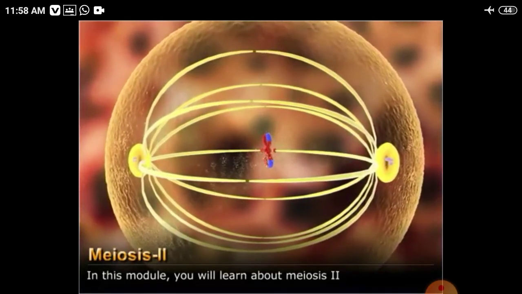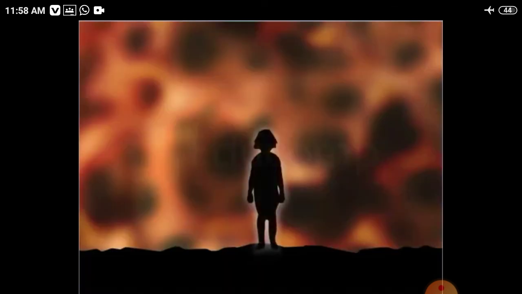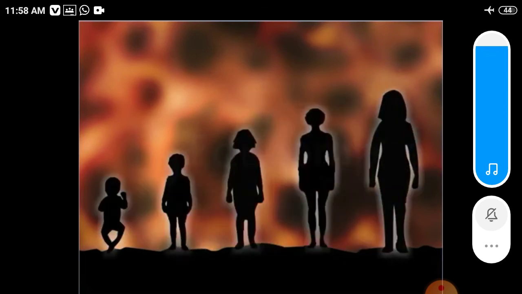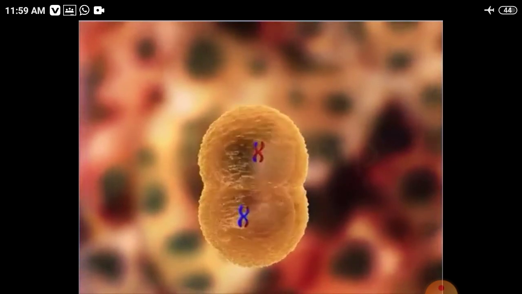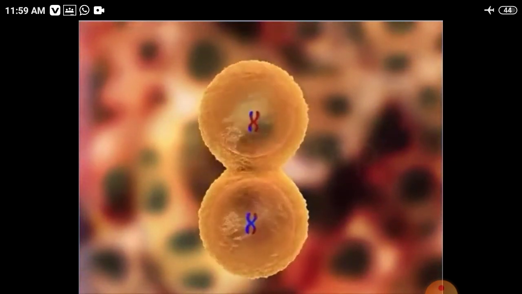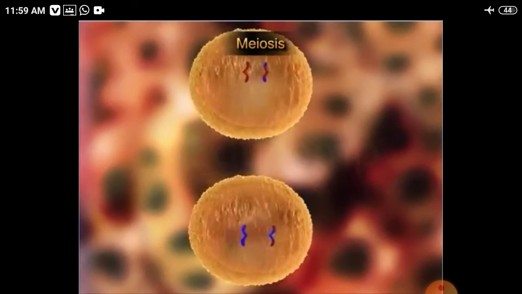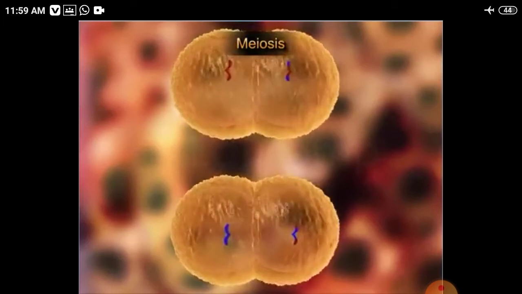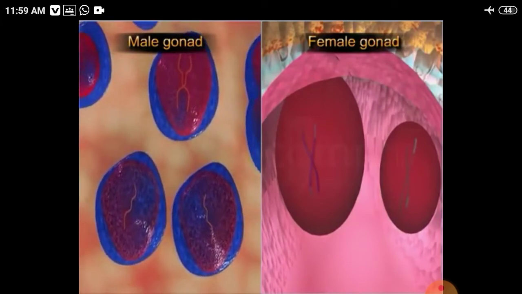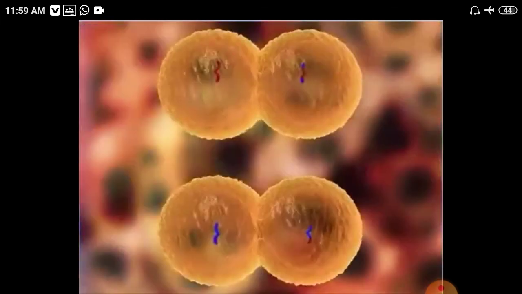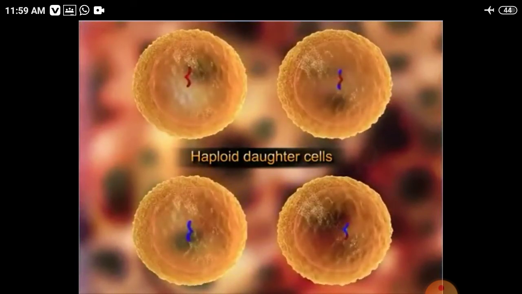Meiosis II. In this module, you will learn about Meiosis II. Have you ever wondered how the chromosome number in humans is conserved generation after generation? Well, this is achieved by a type of cell division called meiosis. Meiosis is a specialized nuclear division in which the chromosome complement of a cell is halved. Meiosis takes place inside the gonads of sexually reproducing organisms and produces cells, all of which are haploid.